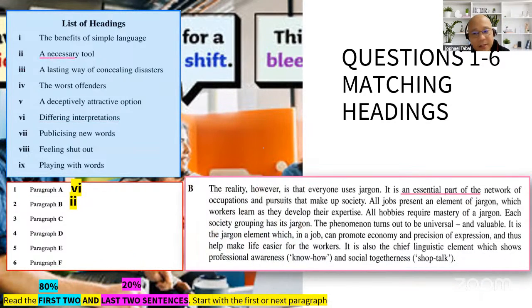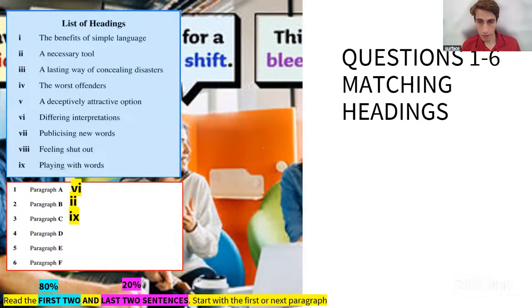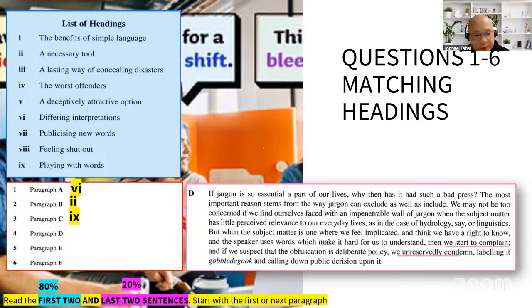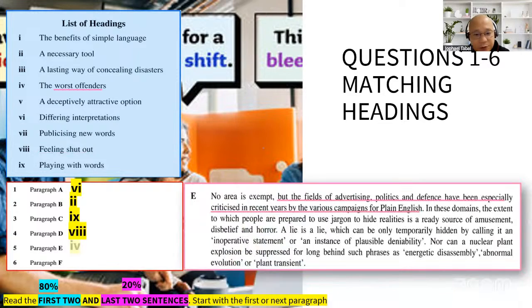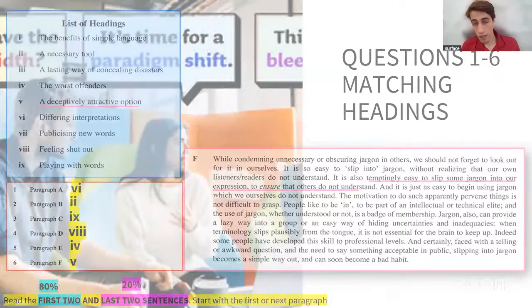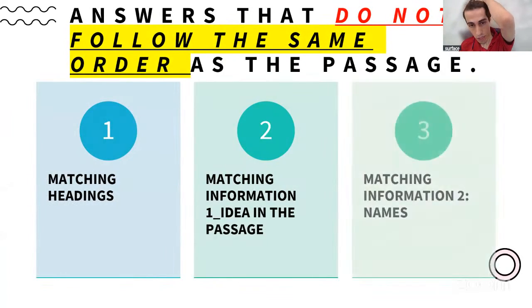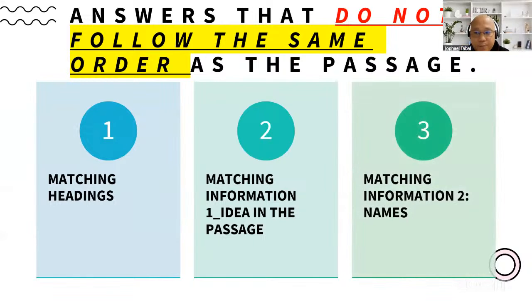Similarly, you also apply the keyword table here. For example, here the last sentence is here, and the answer is here. So they don't need to read the entire paragraph for matching headings. It is much faster than reading it all.